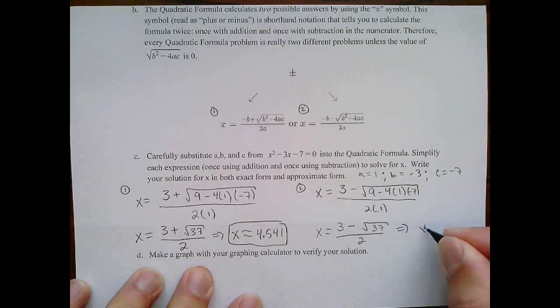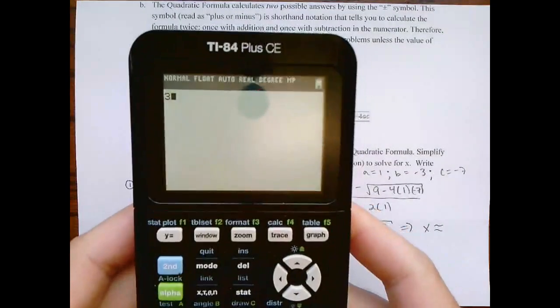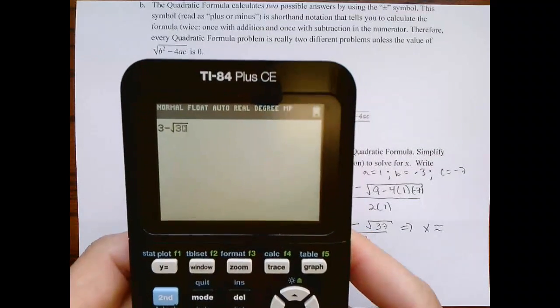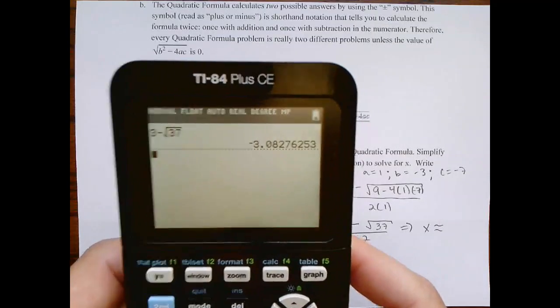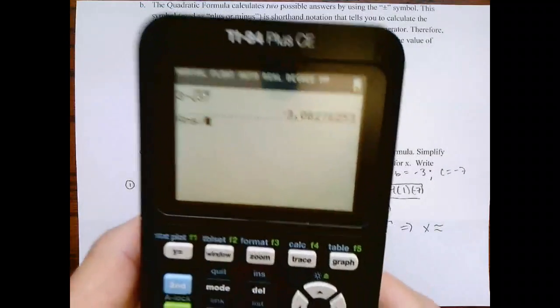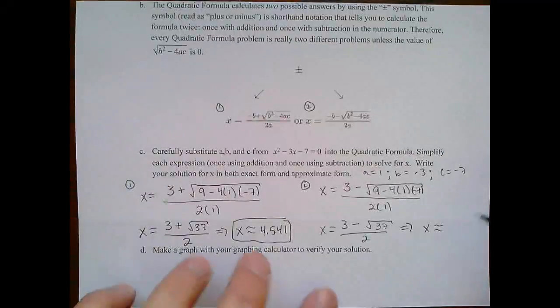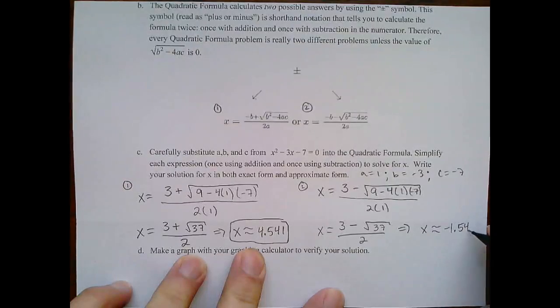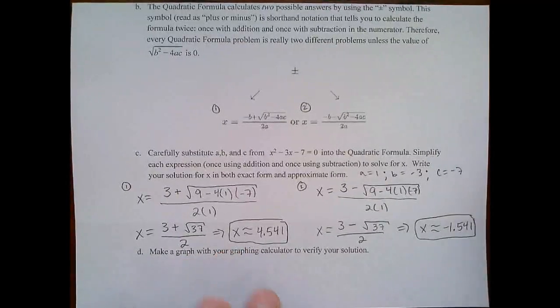So if I want to get an approximate answer, I just have to go to the calculator, but now instead of 3 plus the square root of 37, I've got 3 minus the square root of 37. All right, so I have this negative 3.082. I need to take that, and I still need to divide it by 2. So divided by 2, negative 1.541, approximately. You see, guys? And you can use the quadratic formula to solve quadratic equations, just like we've done with factoring, with the zero product property. You can also do it this way.